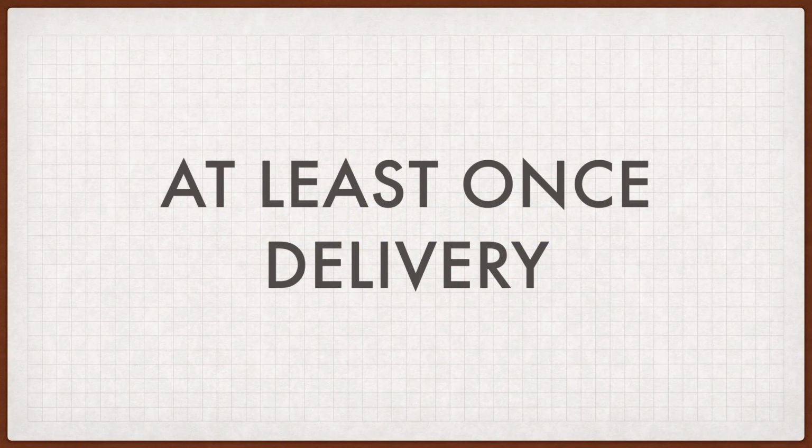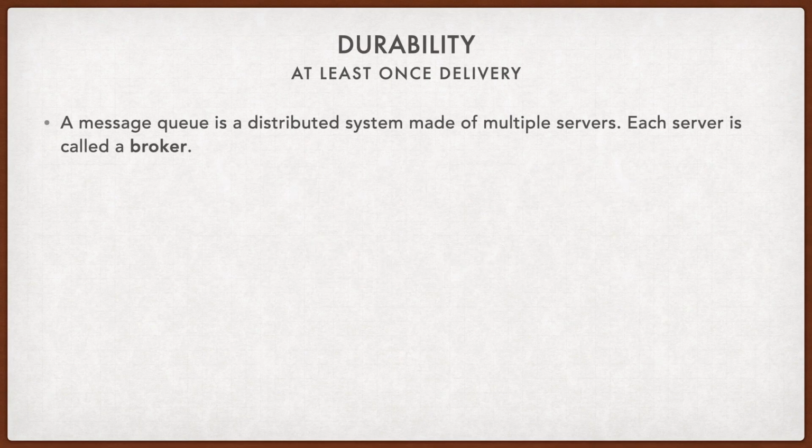At least once delivery. Once you put a message to a message queue, its infrastructure makes sure that the message is not lost. A message queue is a distributed system made of multiple servers. Each server is called a broker.